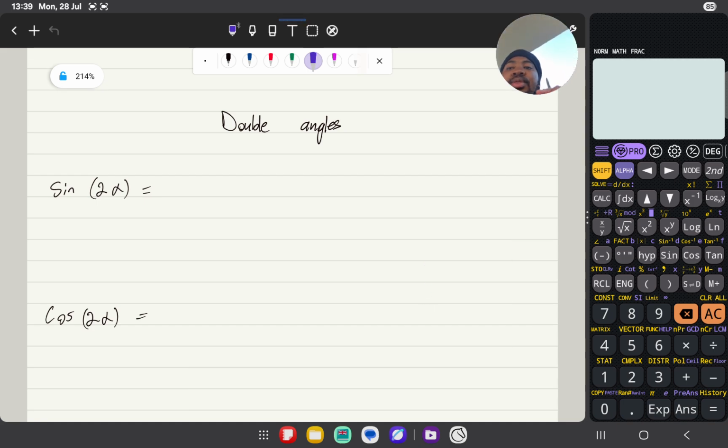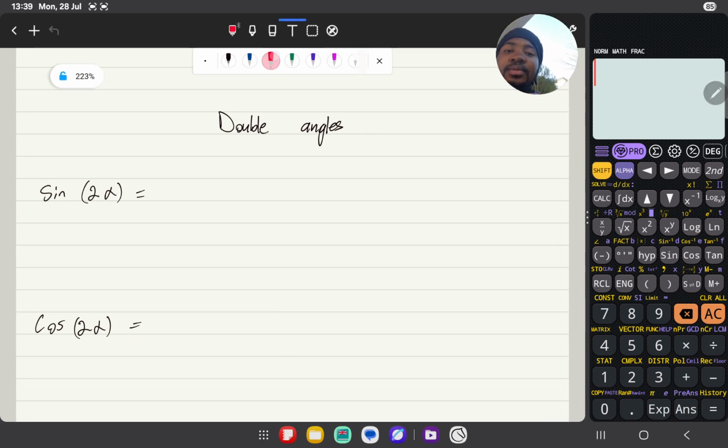All right, so now we're talking about double angles. Double angles, don't be scared, bro. They're coming straight from compound angles, right? So look at the case where you have for sine.